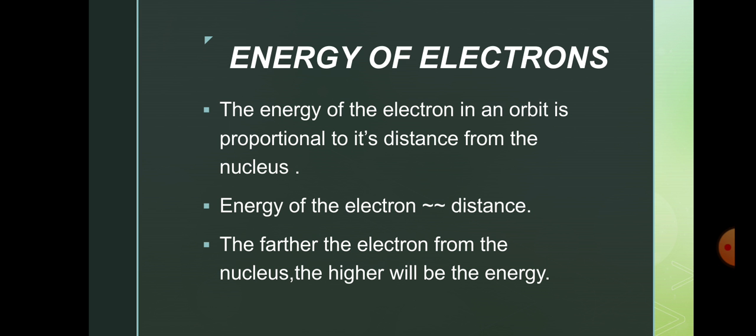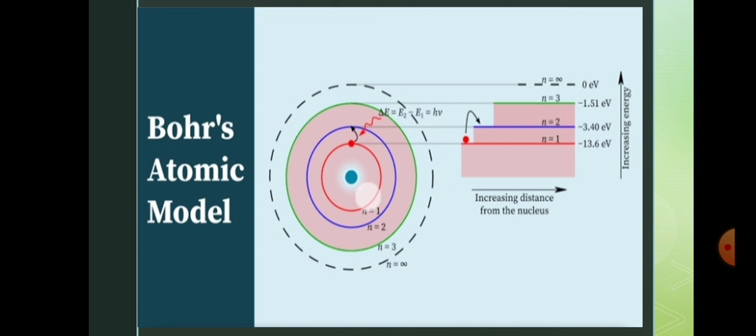The second main postulate is the energy of the electron. The energy of the electron in an orbit is directly proportional to the distance from the nucleus. When the number of shells increases, the distance increases. And when the distance increases, the energy of the electron also increases. The further the electron is from the nucleus, the higher the energy will be. Like you can see on your screen, as the number of shells increases, the distance from the nucleus increases and the energy also increases.